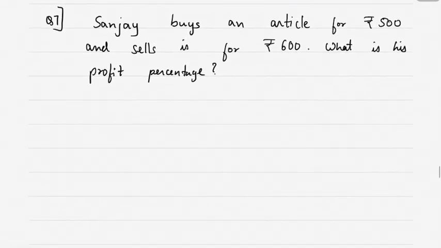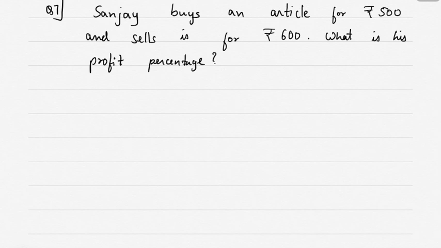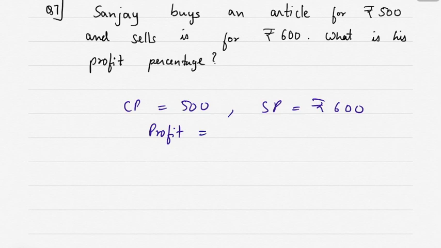Okay. Next, Sanjay buys an article for rupees 500 and sells for rupees 600. What is his profit percentage? Very simple. So cost price is equal to 500, selling price is equal to rupees 600. Selling price is greater than cost price, so profit is equal to selling price minus cost price, which is 600 minus 500, which is 100.